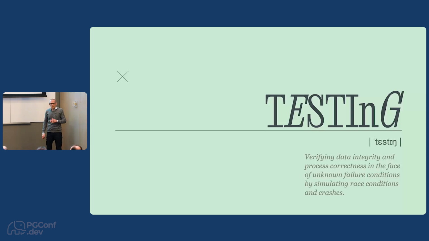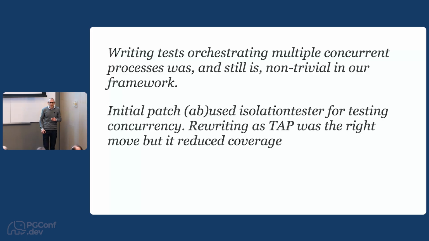Testing was also really hard, because writing tests that orchestrate multiple concurrent processes, each doing different things, to hammer a system is exceedingly non-trivial, and especially back then in 2017, it was really hard. And the initial patch really, really abused the isolation tester because it was the only thing we had that could run multiple processes and orchestrate them. Clearly, that had to be rewritten as a TAP test because that didn't fly for any reviewer. But it was the only thing we had at the time.